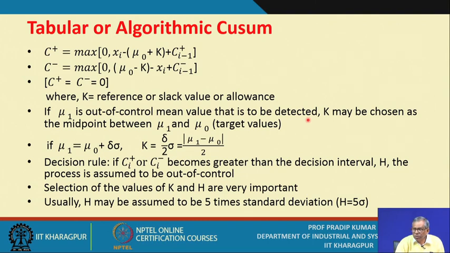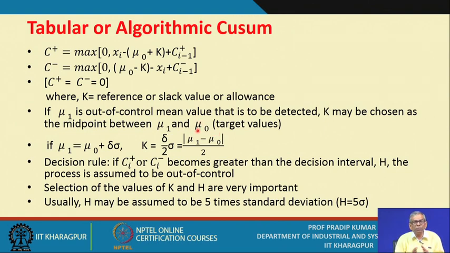So you must have a thorough knowledge about the data that you generate. K may be chosen as the midpoint between mu1 and mu0. That is the norm, unless otherwise specified. So it is the mid value that is considered as the allowance.